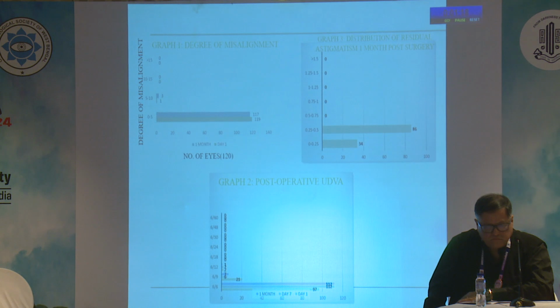Now, the graph 1 shows the degree of misalignment. All the patients, 120 eyes, had a misalignment of less than 10 degrees at the end of 1 month. This is the graph 2, post-operative uncorrected visual acuity. Again, at the end of 1 month, 112 eyes had a UDVA of 6/6, 7 eyes had a UDVA of 6/9, and only 1 eye had a UDVA of 6/12. Graph 3 showed distribution of the residual astigmatism, and all the eyes, 120 eyes, were under less than 0.5 residual astigmatism.